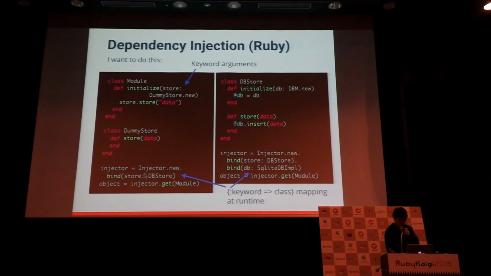So for example, you bind DB store here. And DB store uses another keyword argument here, and it gets sort of DBM here. Then store becomes DB store. DB store gets DB. DB becomes SQL, DB impl, that kind of thing. So with this way, we can implement purely plugin-based software. And adding more flexibility does not mean more complexity of the core, because you can technically replace any classes here.